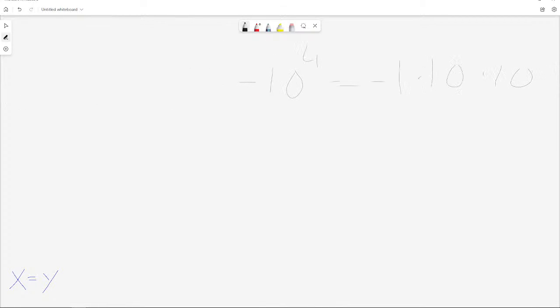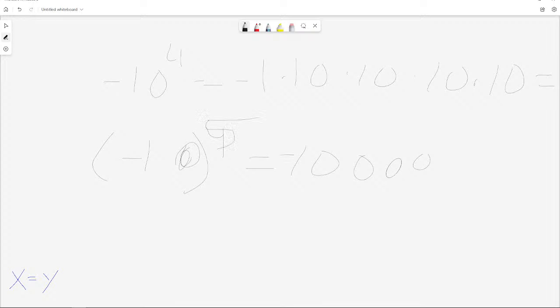And then if we have the base of negative 10 in parentheses, well, now we know the base is negative. So our answer will be 10,000 because the exponent is even. If the exponent was 5, then we'd have negative 100,000.